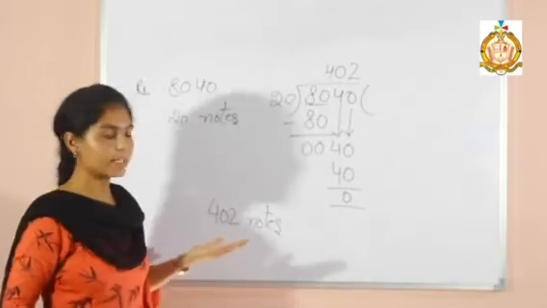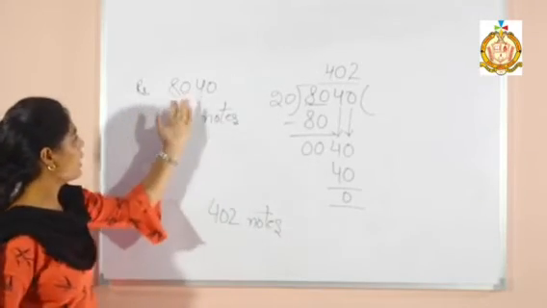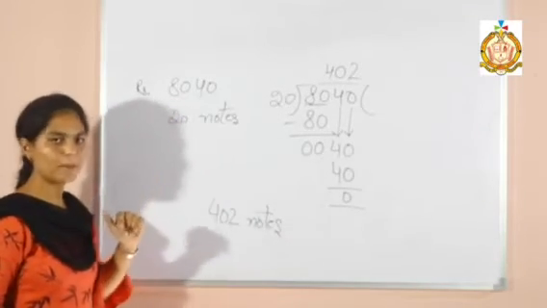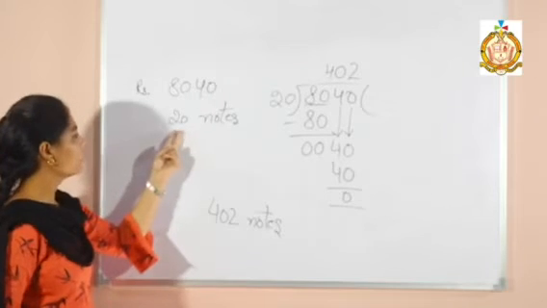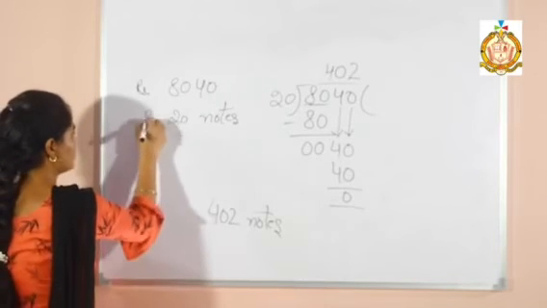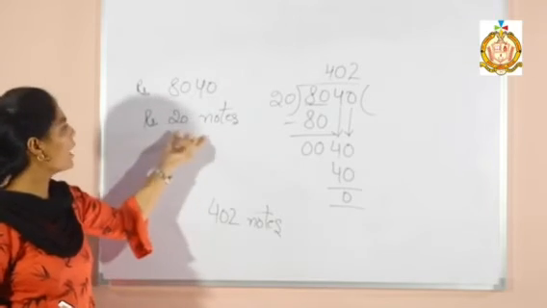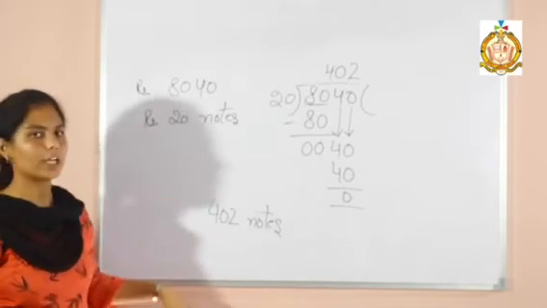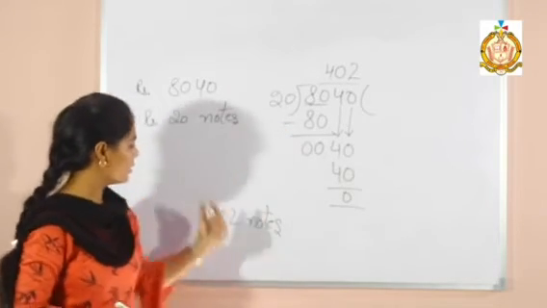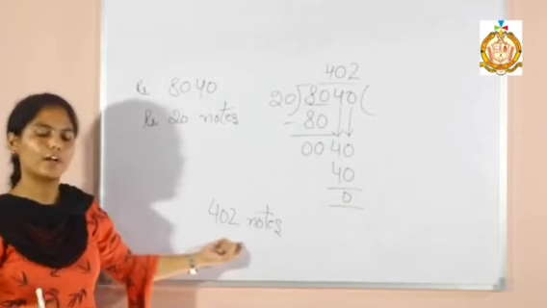Now again we will discuss. Mrs. Lucky withdrew 8,040 rupees from her bank, and she got 20 rupee notes. All the money is in 20 rupee notes. Now we have to find how many notes she got. We divide it. Now she got 402 notes.